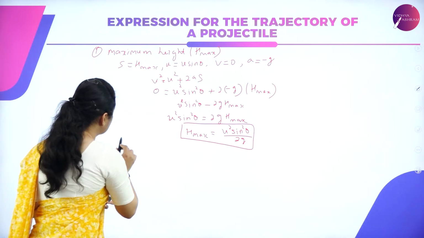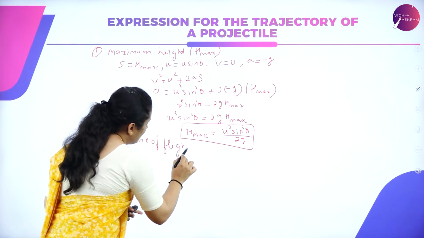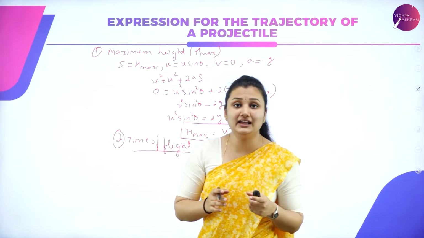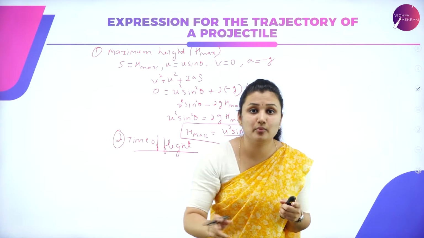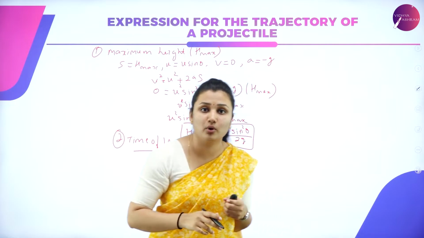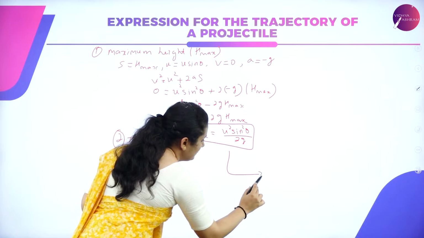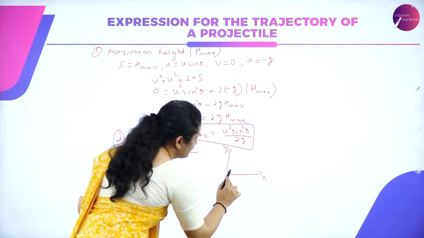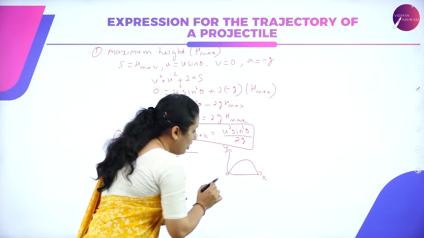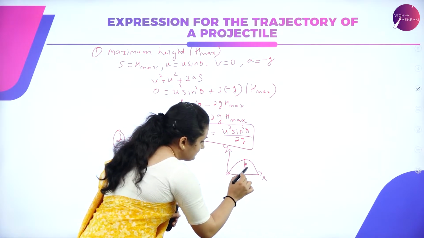Similarly, I have to know the second parameter, time of flight. What is time of flight? It is the overall time taken by the projectile to complete one parabolic path. That is time of flight. Consider the diagram with x and y axes. This is the trajectory of the projectile, a parabola from the origin. This is the maximum height h max.